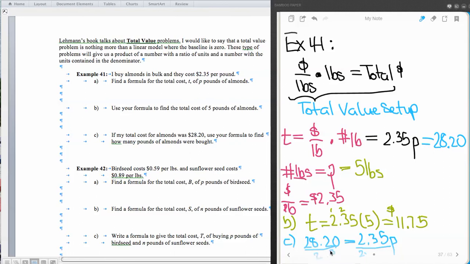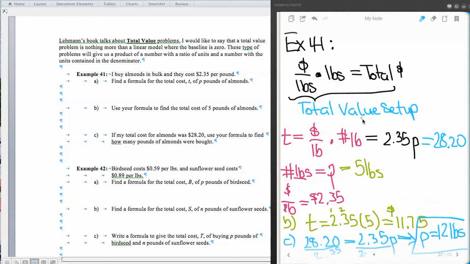And on this particular type of problem, it is acceptable to use our calculator. So if we get our calculator out and we go 28.2 divided by 2.35, we get that it is going to be 12 pounds of almonds for this. Just make sure that that's true. Yep, 12 pounds of almonds for that. And so we have P is equal to 12, and 12 is the number of pounds that we get for the almonds. And there's our answer for that one.